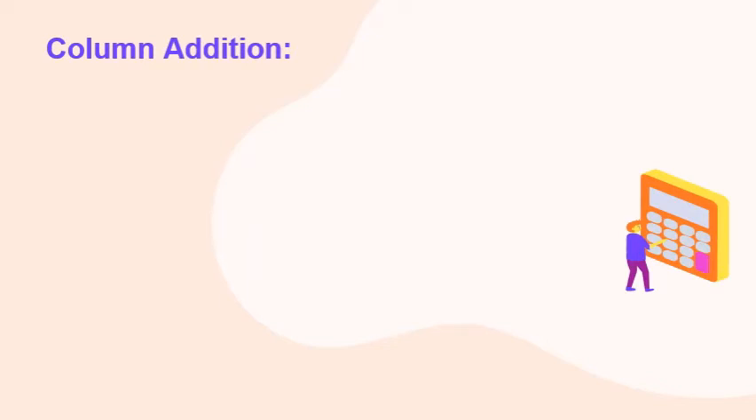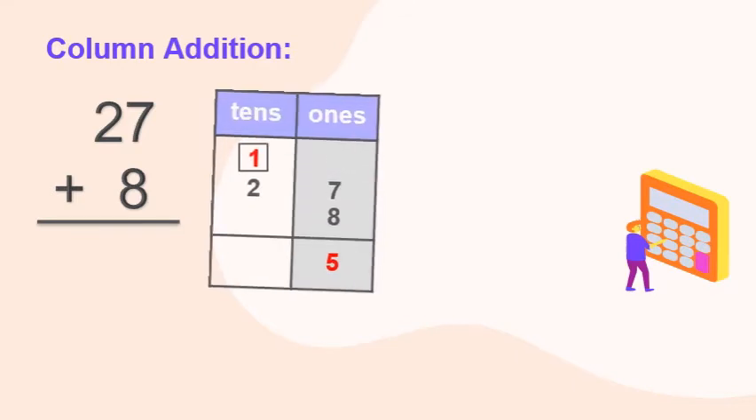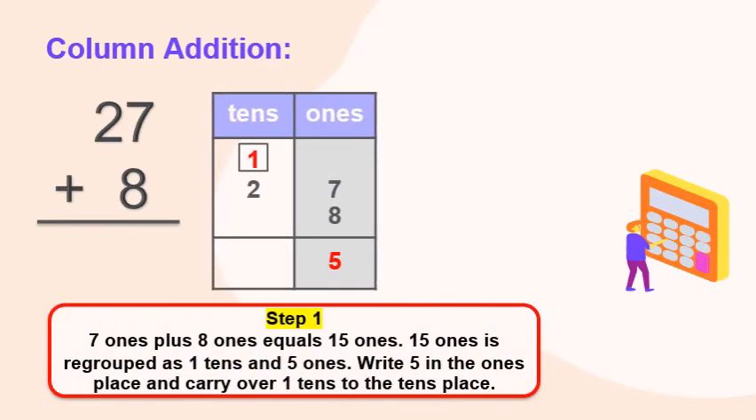Now let's try to answer this using the column addition. 27 plus 8. So the same process, we are going to answer the ones place first. Step 1. 7 ones plus 8 ones equals 15 ones. 15 ones is regrouped as 1 tenth and 5 ones. Write 5 in the ones place and carry over 1 tenth to the tens place.